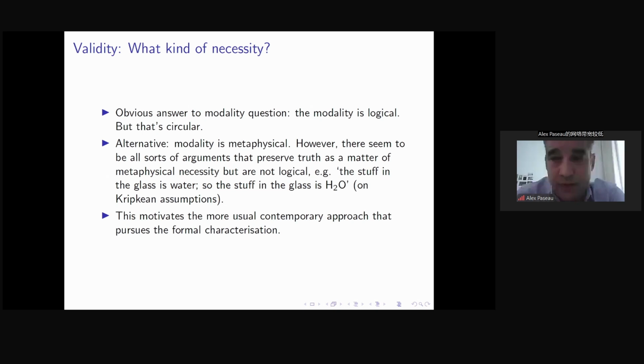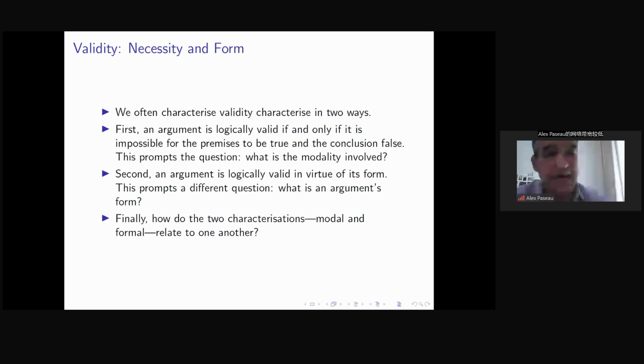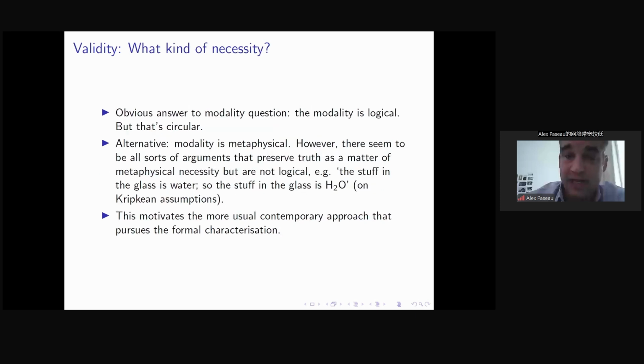The modal characterization faces the question, as I mentioned, of the nature of the modality, and an obvious thought is that the modality is logical. If we say, to go back to the slide, that an argument is logically valid if and only if it's logically impossible for the premises to be true and the conclusion to be false, it seems like we haven't got very far. It seems like we're in a very tight circle, defining logical validity in terms of logical possibility and logical impossibility. If we go for another type of modality, it seems like we might get the answer wrong.